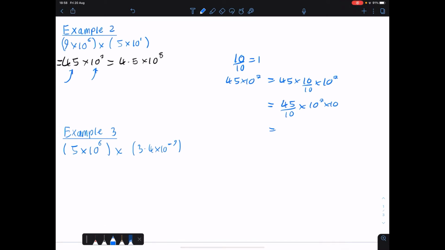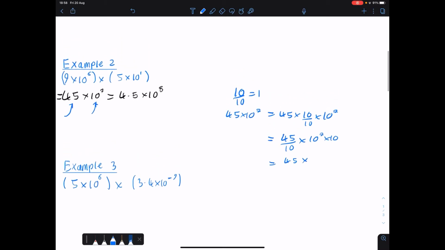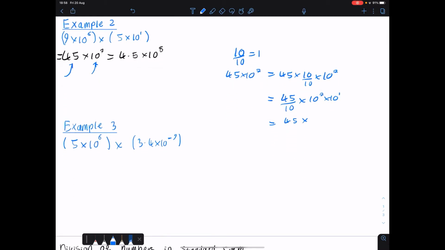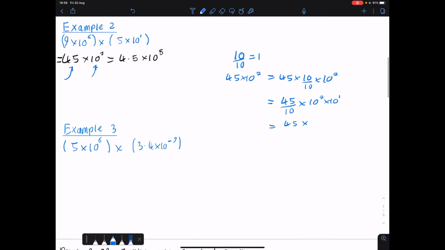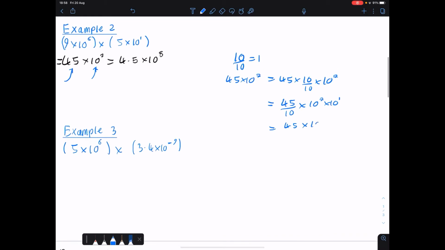So this gives us 45 divided by 10 is 4.5, and then this is multiplied by 10 to the power of 7 times by 10 to the power of 1, which using our laws of indices is just 10 to the power of 8, which is 7 plus 1, which is another way to get our answer of 4.5 times 10 to the power of 8, converting this 45 times 10 to the power of 7 into standard form.